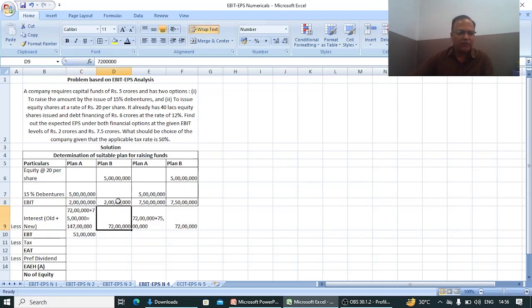And if we deduct 72 lakh from 2 crore, it will be 128 lakh. Same, 750 minus 147 will be 603, and 750 minus 72 will be 678.